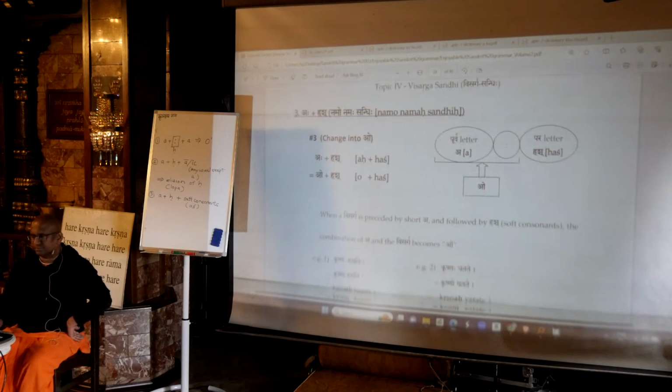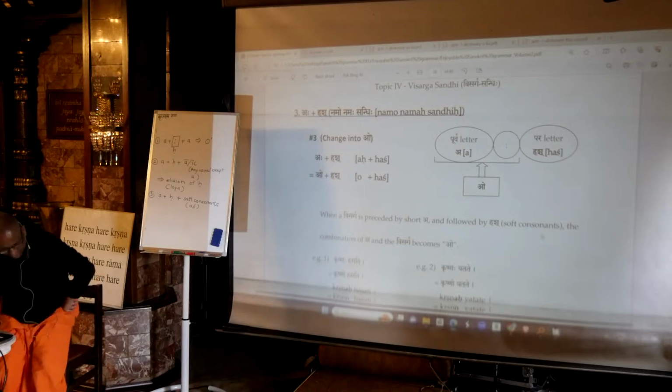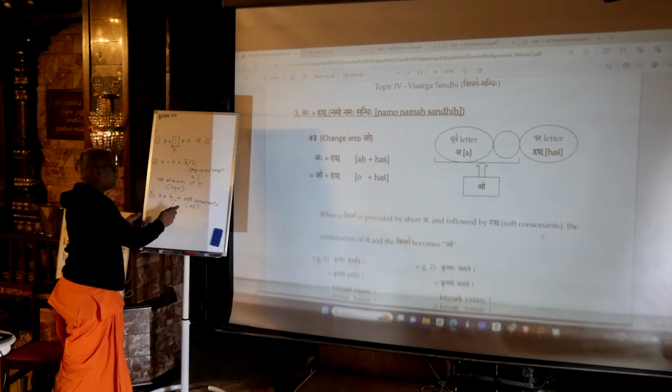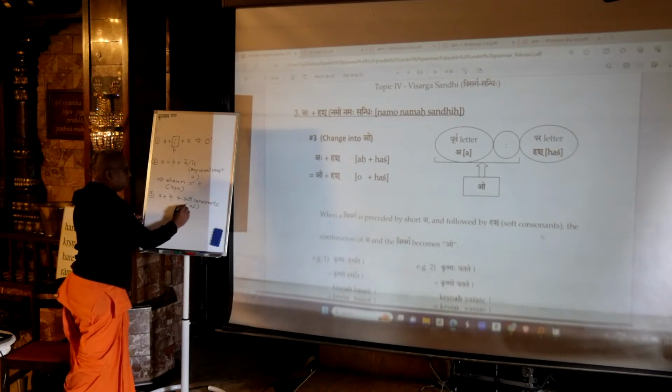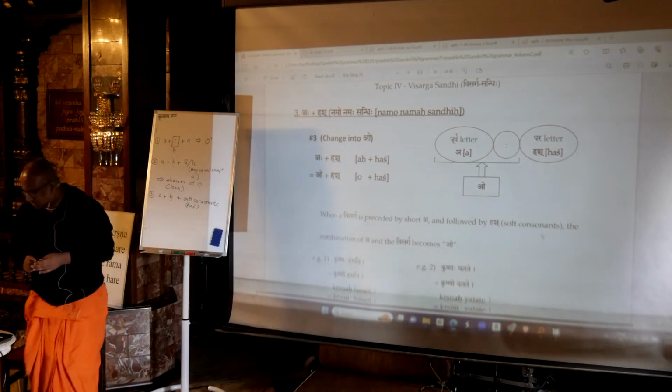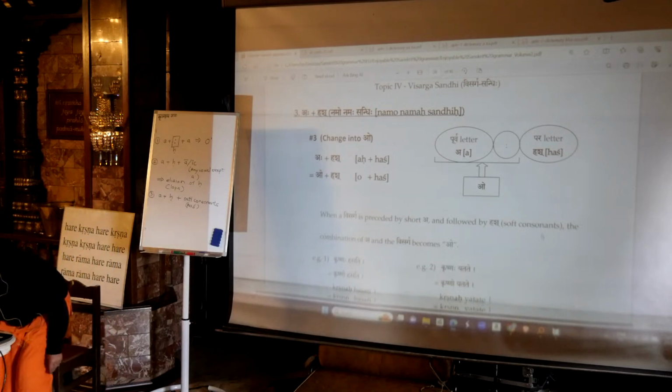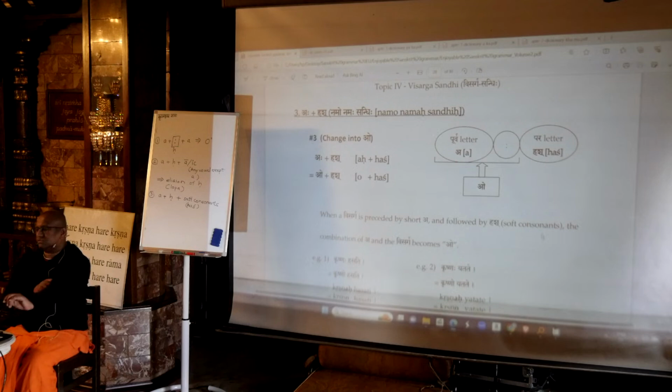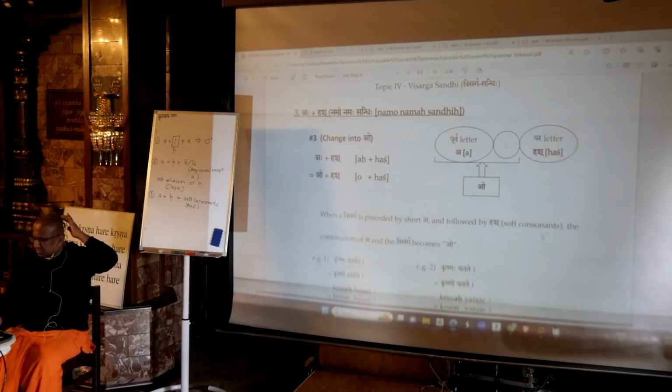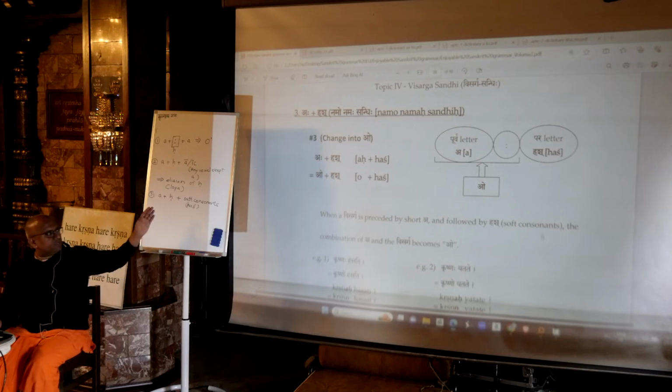See this one. When a visarga is preceded by short a and followed by hush, what she has done is she has only taken soft consonants, instead of taking the vowels also. She has taken only hush, which is fine. Hush means soft consonants. We already looked at vowels, so no problem. Vowels are anyway done, so we don't have to include them again. Now we will only see the soft consonants, which is hush.